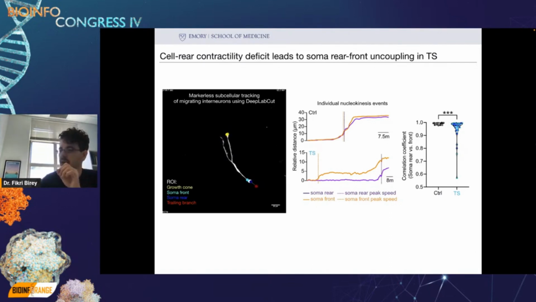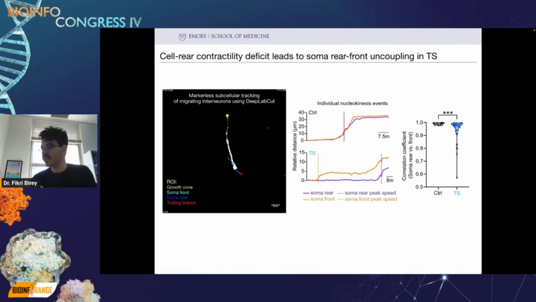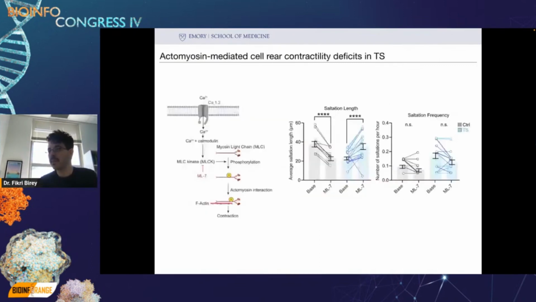We were able to identify this very interesting phenotype: although in controls the front and the rear move together, in Timothy syndrome the front moved first, and then minutes after, in some cells even, the rear followed. So there was an uncoupling of the coordination between the pushing and the pulling forces, and we quantified that by the correlation coefficient between the rear and the front movement.